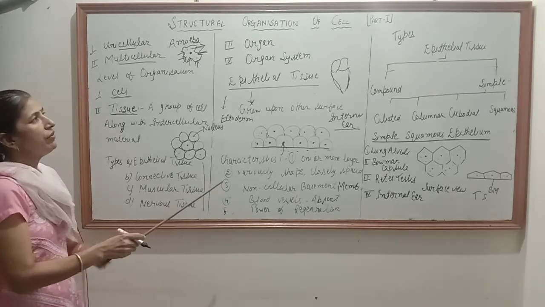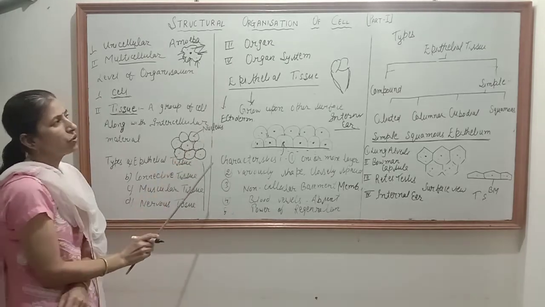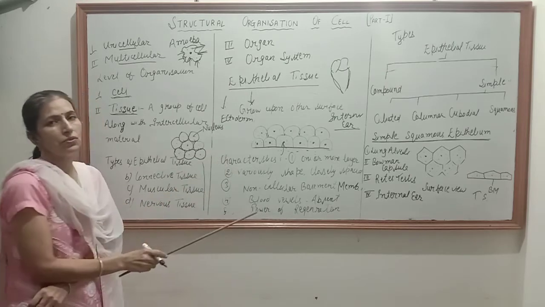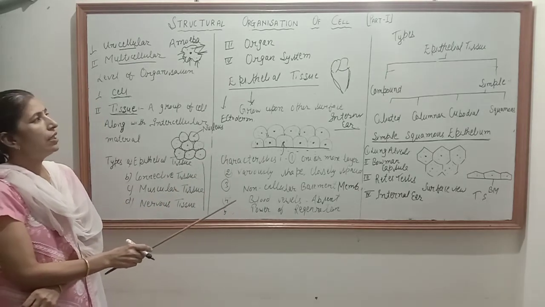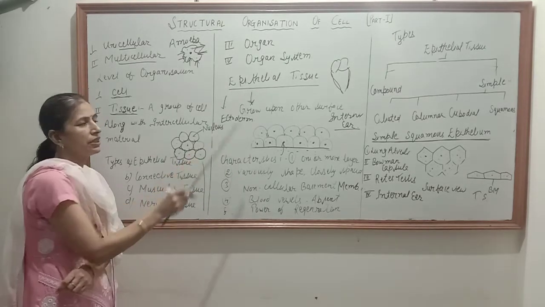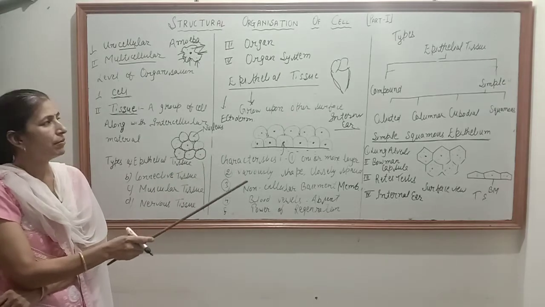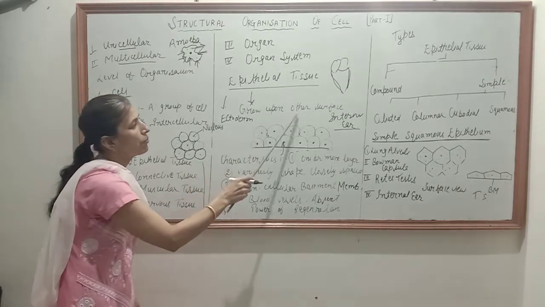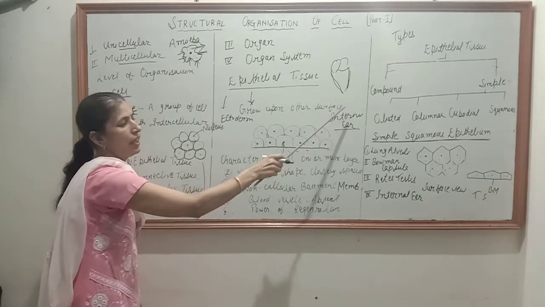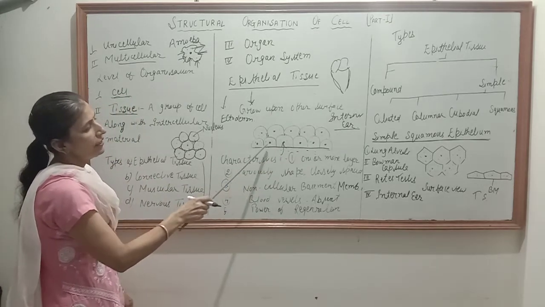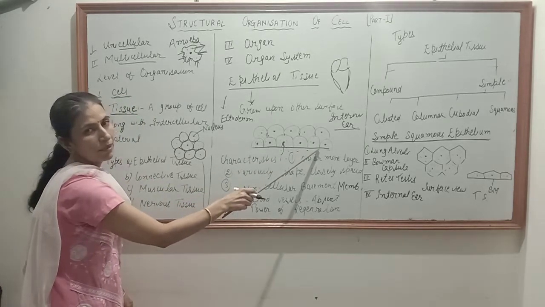So now we will do the detailed study of the epithelial tissue. So first of all, what is the meaning of epithelia? The word epithelia means which grows upon another surface. This is the diagram. This is the basement membrane that is present.